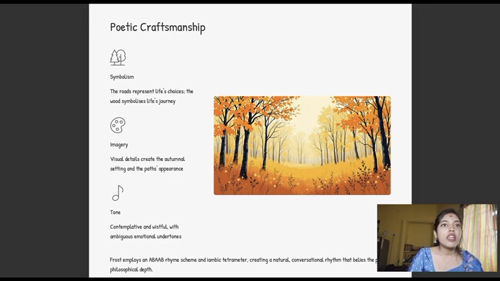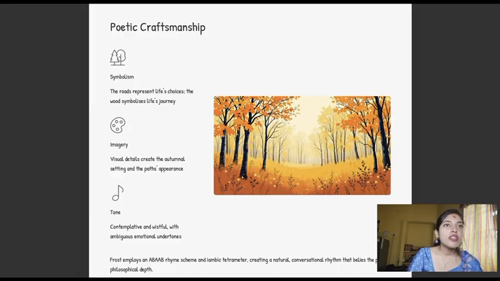Next is personification. What do you mean by personification? Personification is when human qualities are given to non-human objects. For example, "because it was grassy and wanted wear." This is the example given from the poem. The explanation: the road is described as wanting wear, meaning it seems to want people to walk on it. But in reality, a road cannot want anything. This human quality makes the description more lively and interesting.